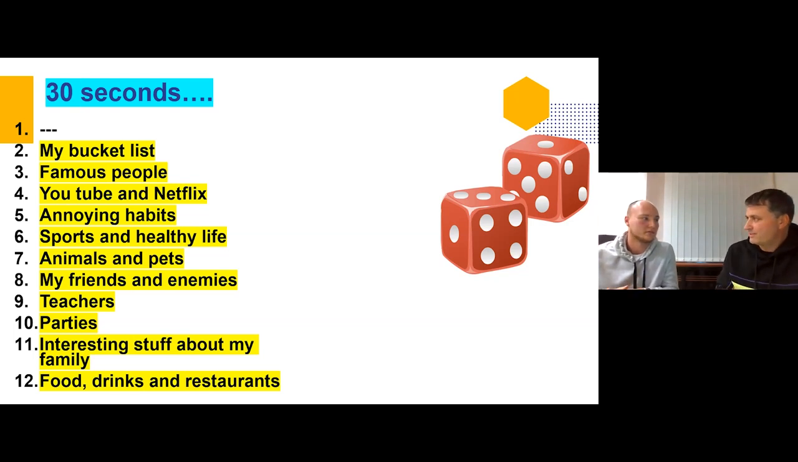So did you go to the same place? No, we were in more places actually. Half a minute's over. Good. So now you can roll the dice to choose a topic for me. That's 10. So parties. Okay, 30 seconds about parties.